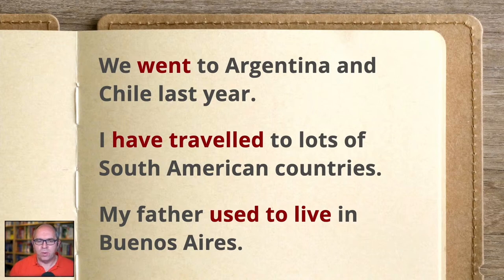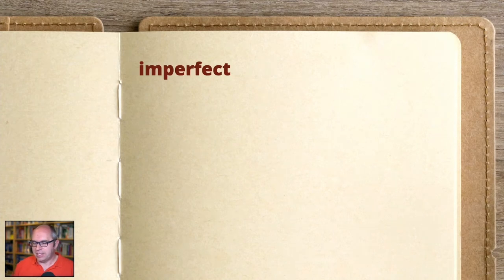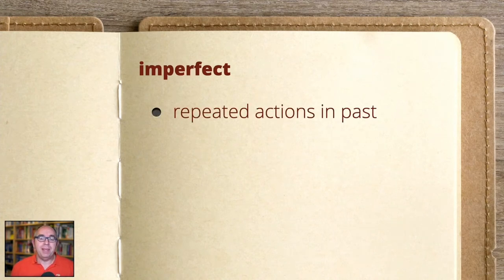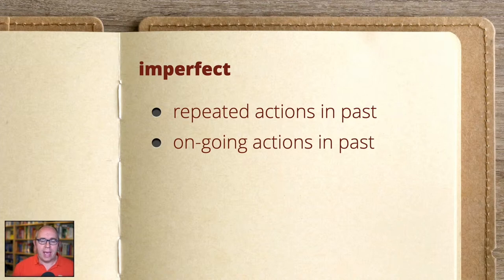And in that third one, we'd be looking at an imperfect tense. So let's look at what the imperfect tense is used for. Repeated actions in the past, something that you did on a repeated basis. Or ongoing actions in the past. And we're going to be looking at plenty of examples of these. So don't worry too much about this just now. We're just kind of defining this for the moment.